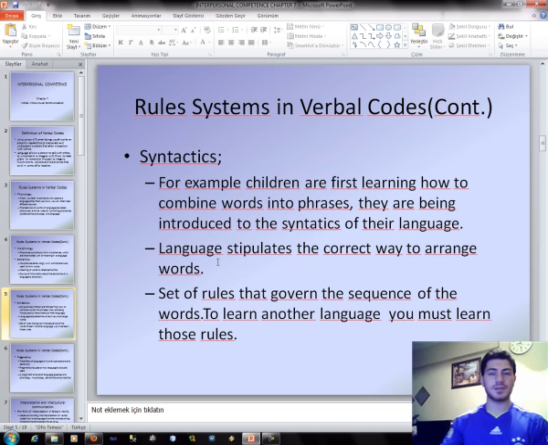Syntactics. For example, children who are first learning how to combine words into phrases are being introduced to the syntax of their language. Language stipulates the correct way to arrange words. It is a set of rules that govern the sequence of the words. To learn another language, you must learn those rules.